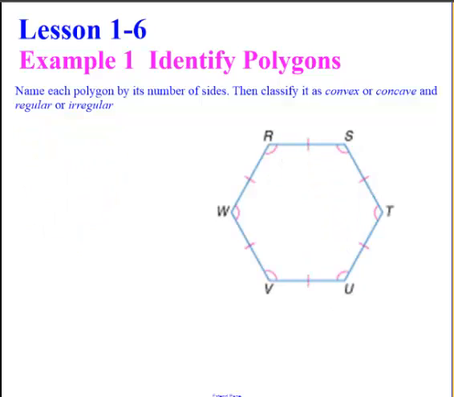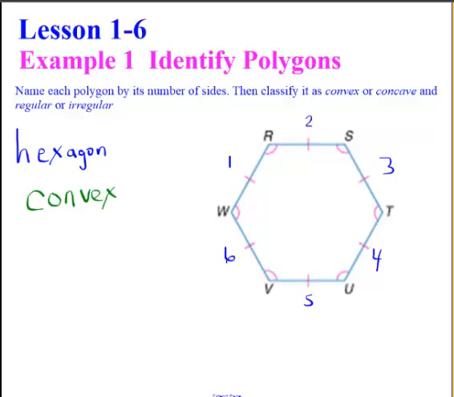Okay, let's look at another picture. Polygon RSTUVW has 6 sides. So this will be classified as a hexagon. No lines containing the sides of the hexagon would pass through the interior. It's not caving in, so we would call this convex. And since it is convex and all sides and all angles are congruent, this would be a regular hexagon.